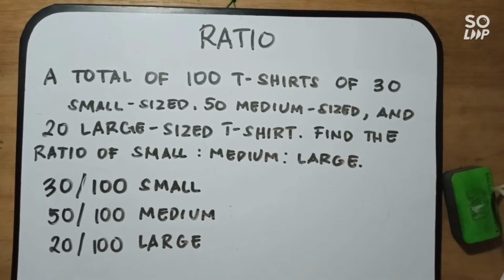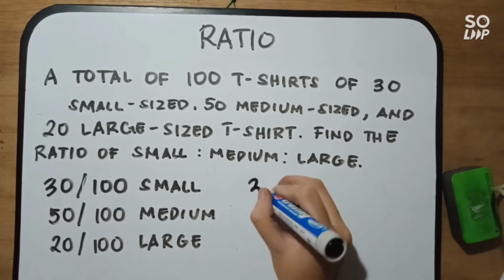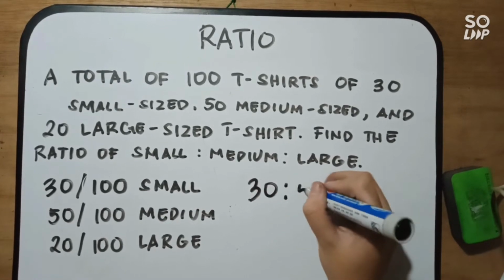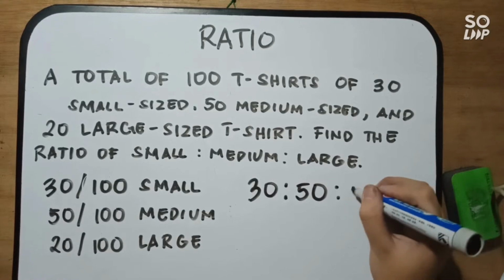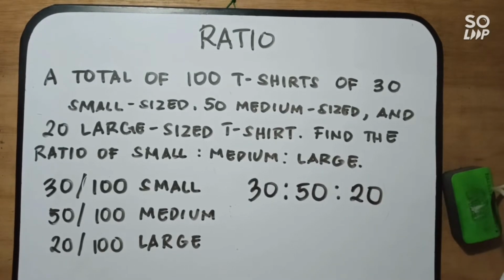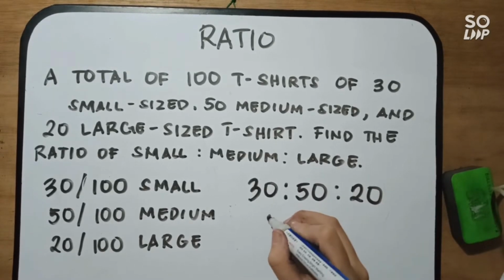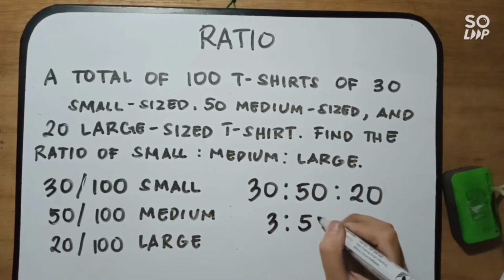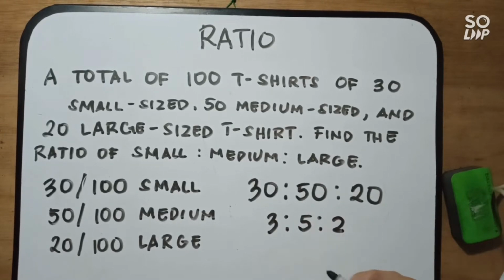Hence we can say that the ratio of small to medium to large is 30:50:20. If we reduce this to lowest terms, it becomes 3:5:2. Therefore, the ratio of the t-shirts from small to medium to large is 3:5:2.